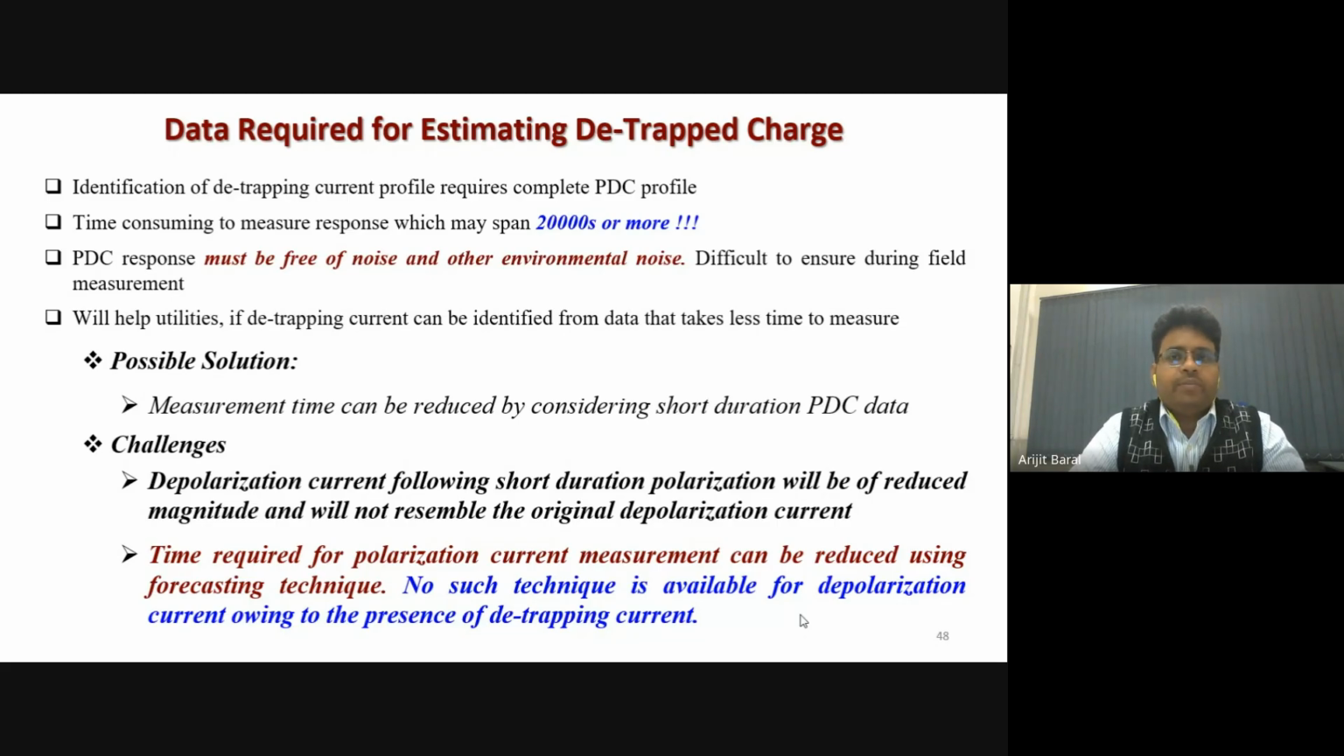But the main problem is you are doing this measurement at the very site. If there happens to be some change in atmospheric parameters, which changes the ambient temperature or humidity for that matter, the entire measurement will be useless. So that implies that we need to use the advantage offered by the detrapping charge, but the measurement time has to reduce.